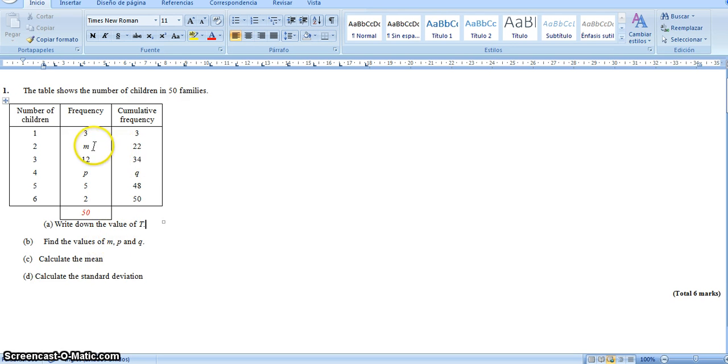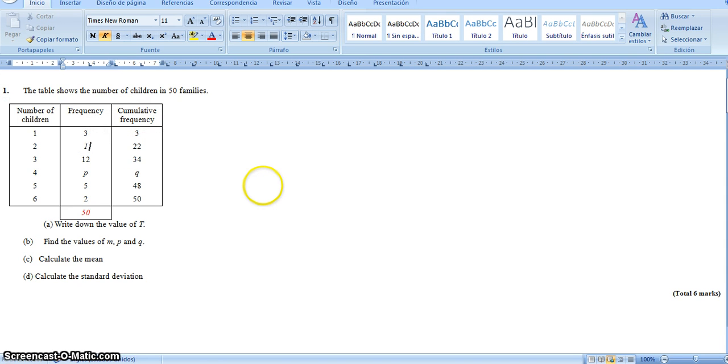Now look for the values of m, p, and q. Let's find m first. Here you have this data, the cumulative frequency, and that means that you are adding. So you added 3 plus m and you got 22. That obviously means that m equals 19, because 3 plus 19 equals 22.